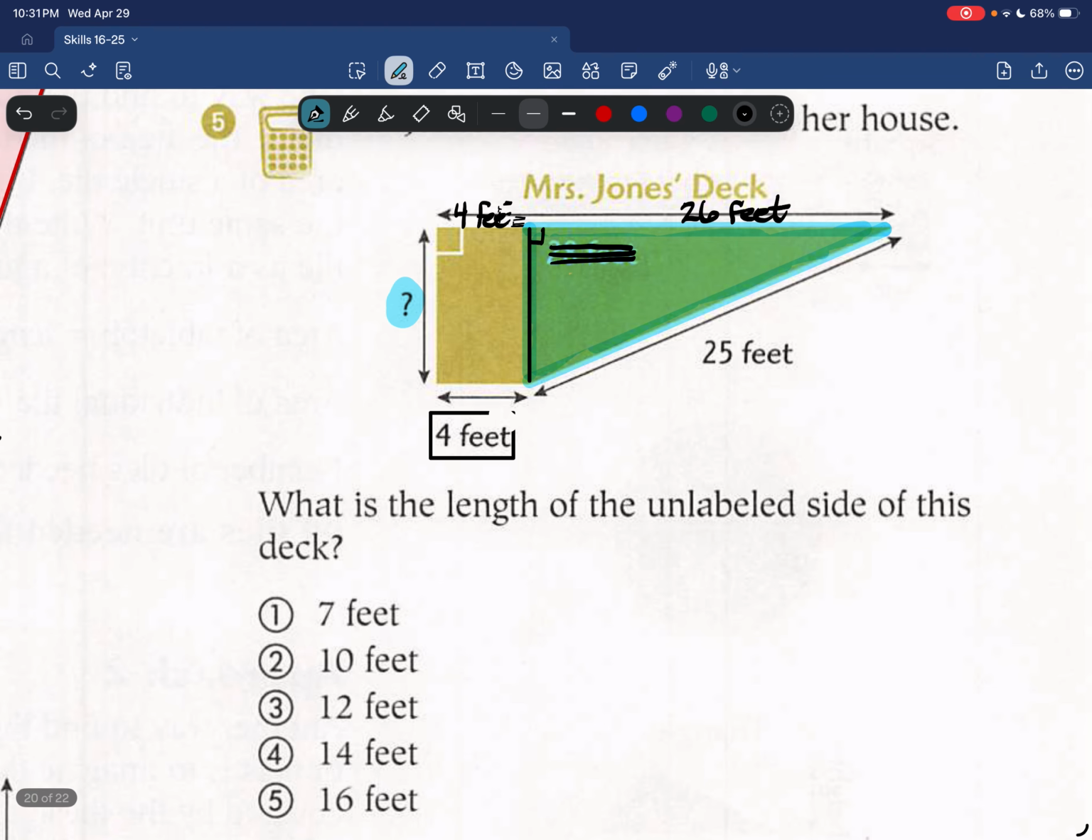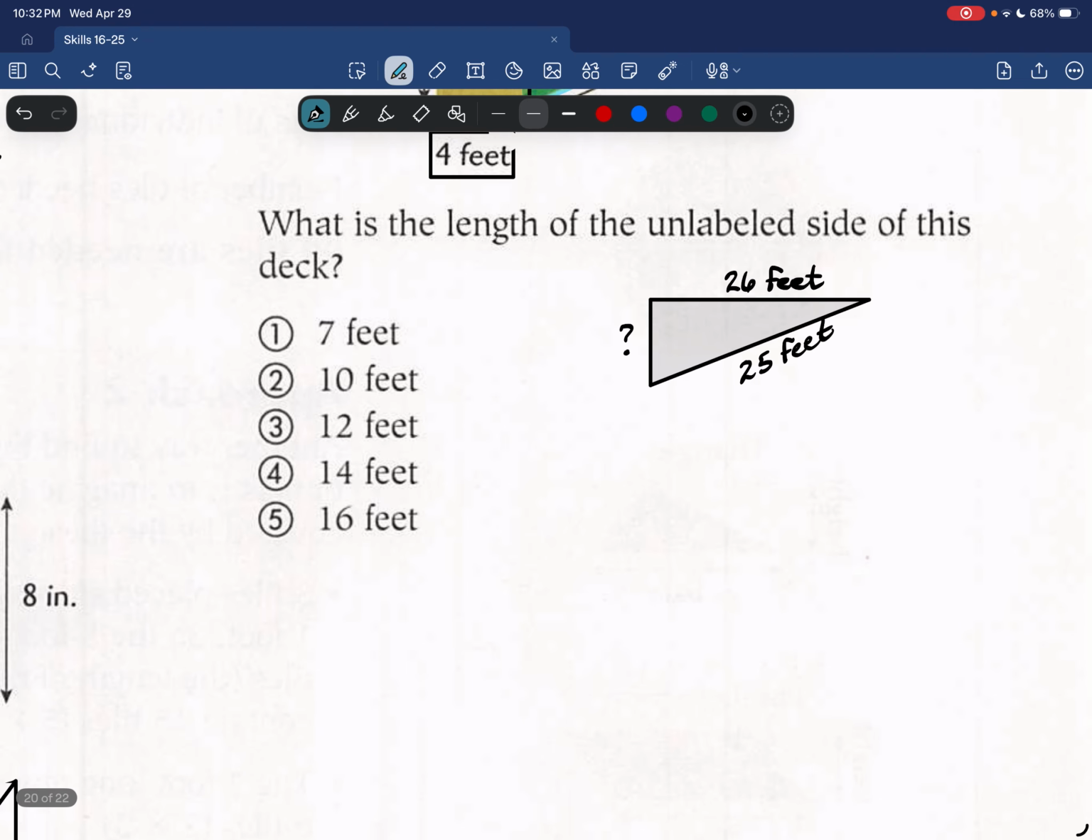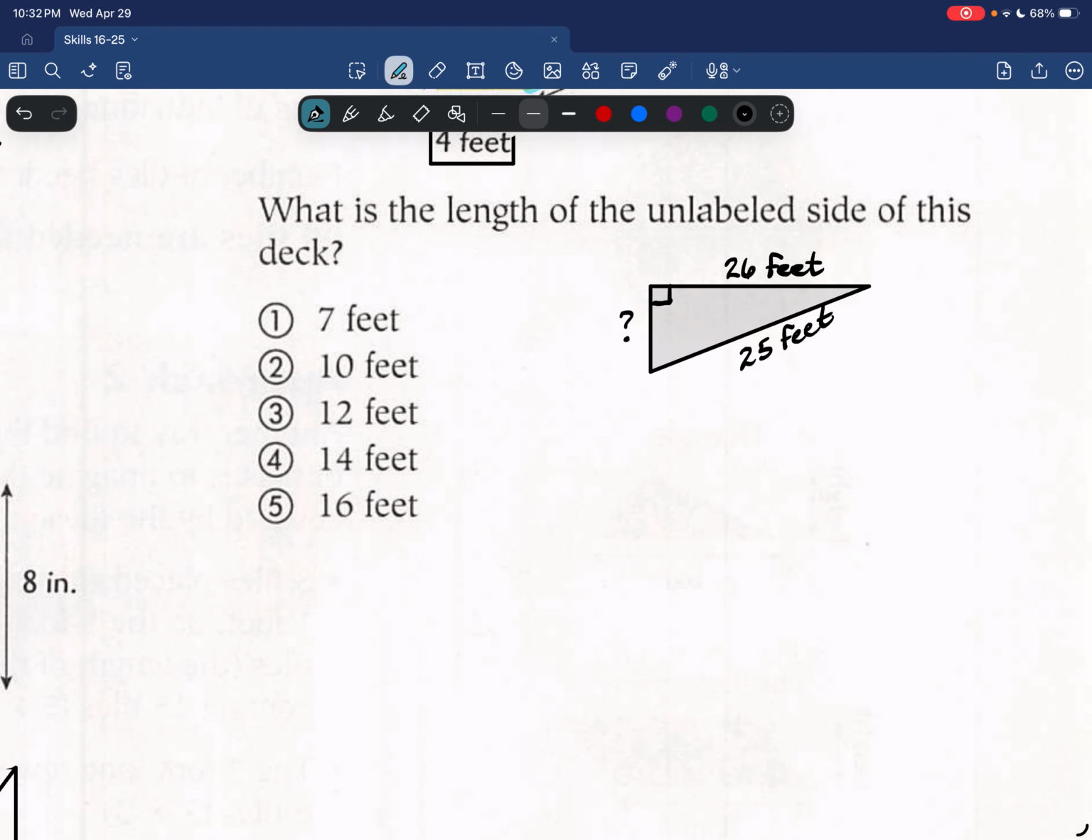And so the problem that I'm trying to solve looks something like this. And again, I like to make my own little sketch to just kind of cut through the mess. I know this is 26 feet because I took off that 4 feet. I don't want to use that. That's in that wonky part of the deck. So 26 feet, 25 feet, and we are looking for this number. That's a leg, because here's the right angle. So I'm looking for one of the legs. I know one of the legs, and I know the hypotenuse.